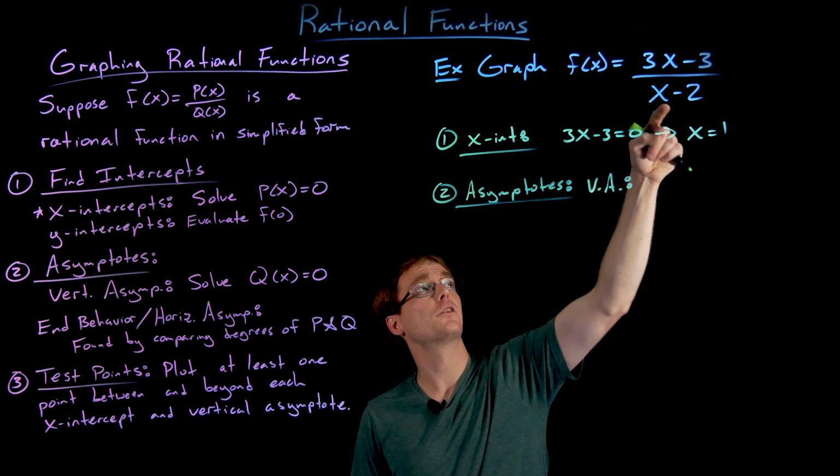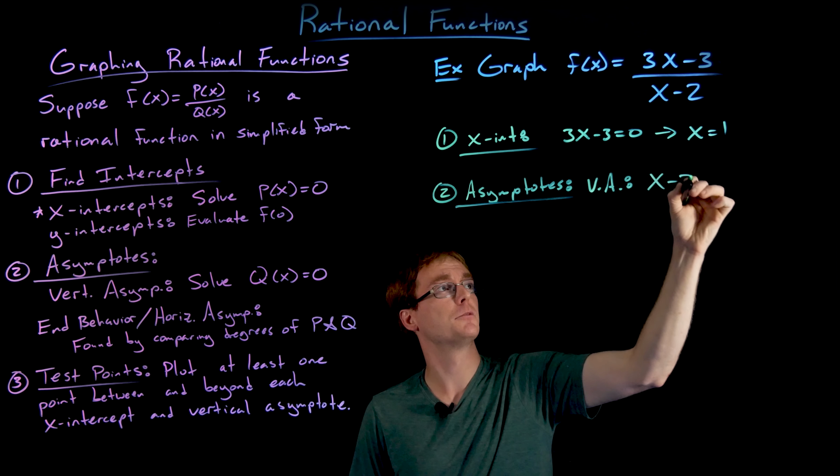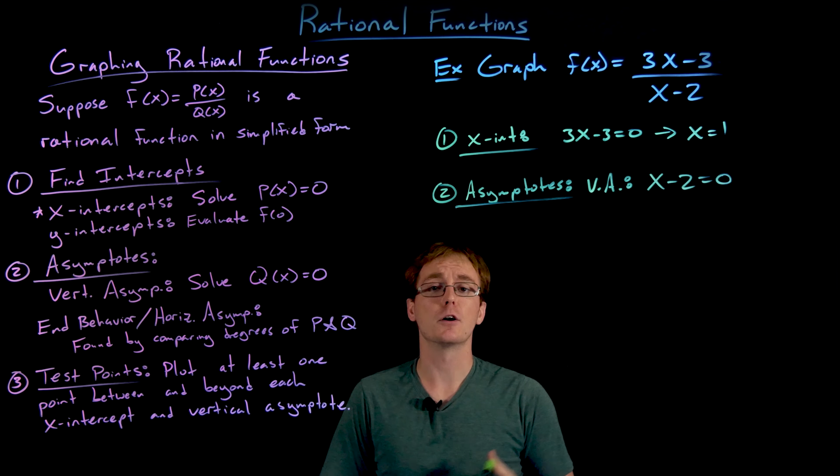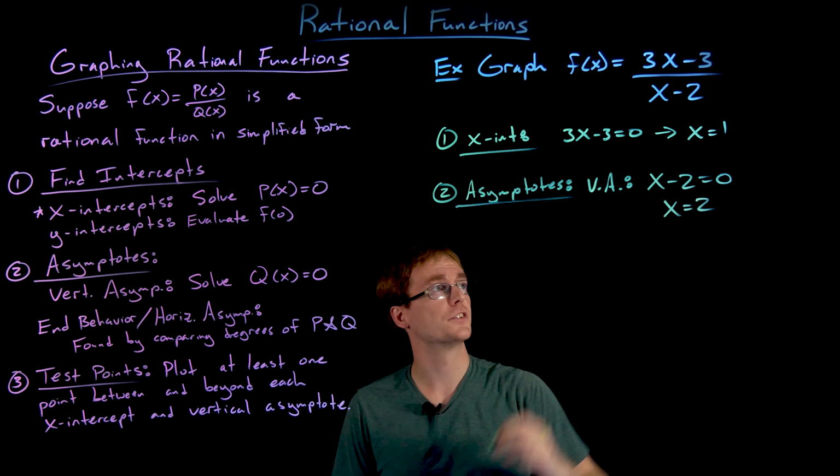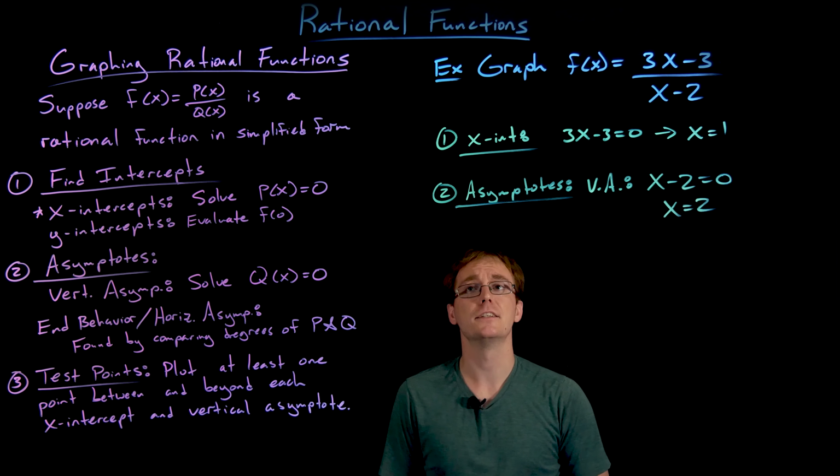Remember, our vertical asymptotes occur when we get division by 0. So we have to set our denominator equal to 0 and solve for x. That's pretty easy in this example. It's going to happen when x is equal to 2.